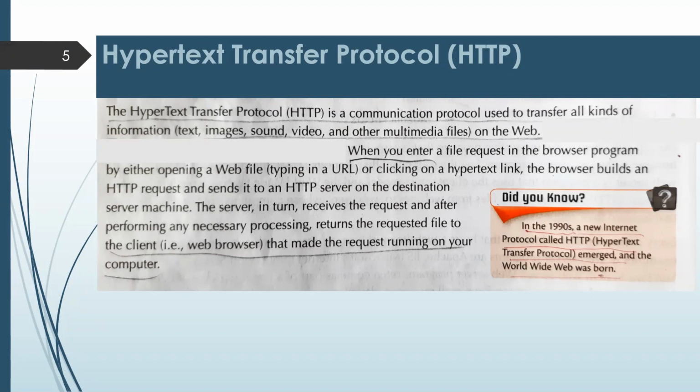So when you enter a file request in the browser program, either opening a web file or URL, or clicking on a hypertext link, the browser builds a hypertext request and sends it to an HTTP server. The destination server machine will receive the request, and after performing any necessary processing, it returns the requested file to the client.